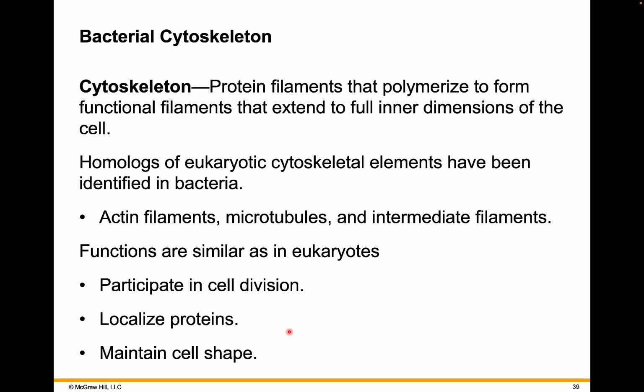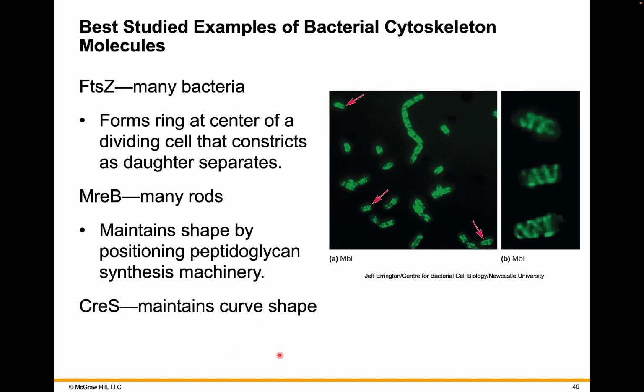and we are going to talk in a little bit more detail about the cytoskeleton when we discuss bacterial growth in the functional aspect. These are similar to the actin, microtubules, and intermediate filaments. These are the three different types of cytoskeletal structure that are found in the eukaryotes, and their functions are almost similar: they participate in cell division, localize proteins, and also maintain the cell shape.